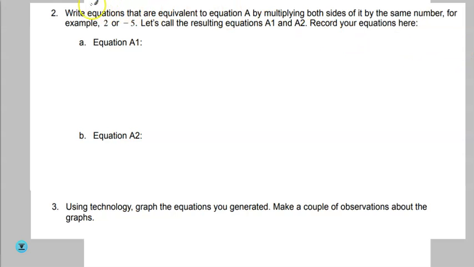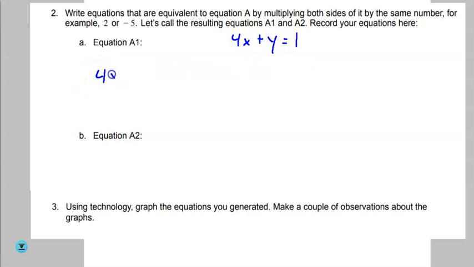So in part 2 of the warm-up, it says write the equation that is equivalent to equation A. And remember, equation A is 4x plus y equals 1, by multiplying both sides by the same number. For example, 2 or -5. So let's just use their example. So it says in A1, multiply both sides.